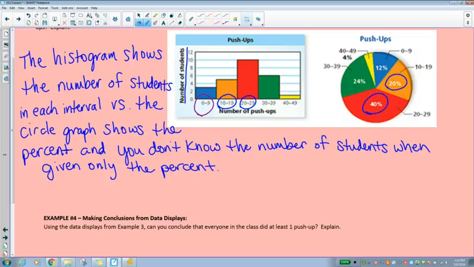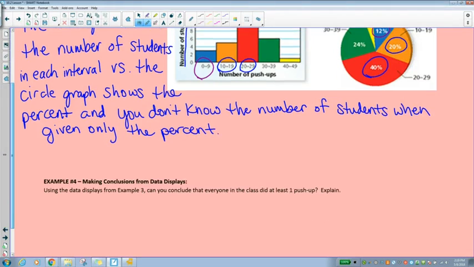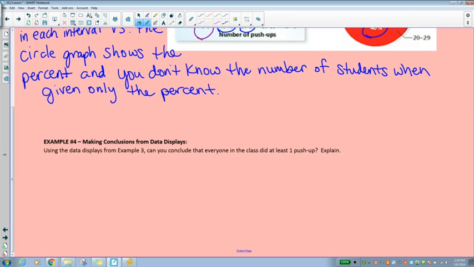And the same thing with the circle graph. We know 12% of the class did 0 to 9 push-ups. However, can we say that everybody did at least one push-up? And we can't, because of those 3 students, or 12% of students, they could have done 0 push-ups. Okay, so we don't know for sure based off of the information given unless we actually had the numbers that they used to make this data, to group it. We cannot say for sure that everybody did one push-up.